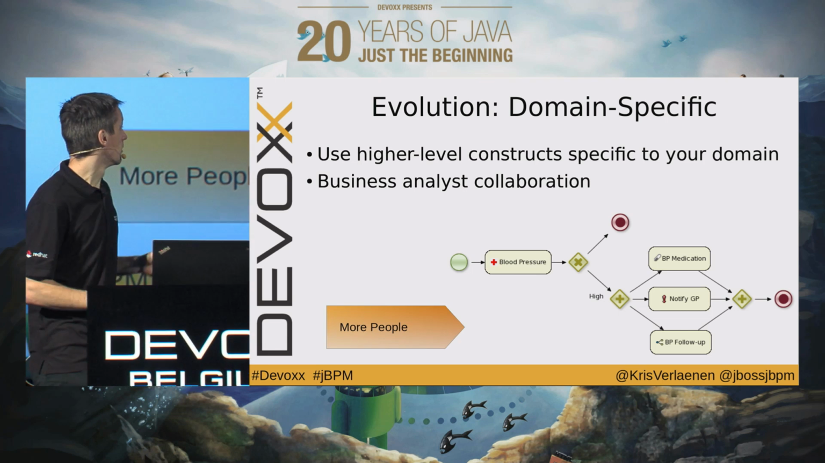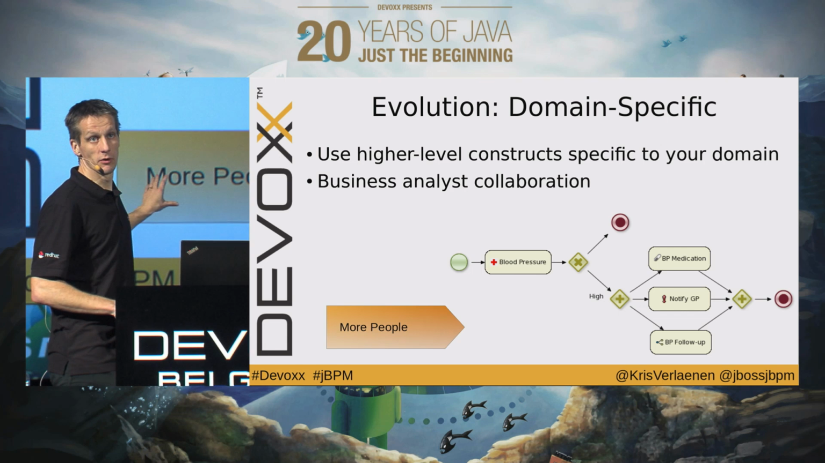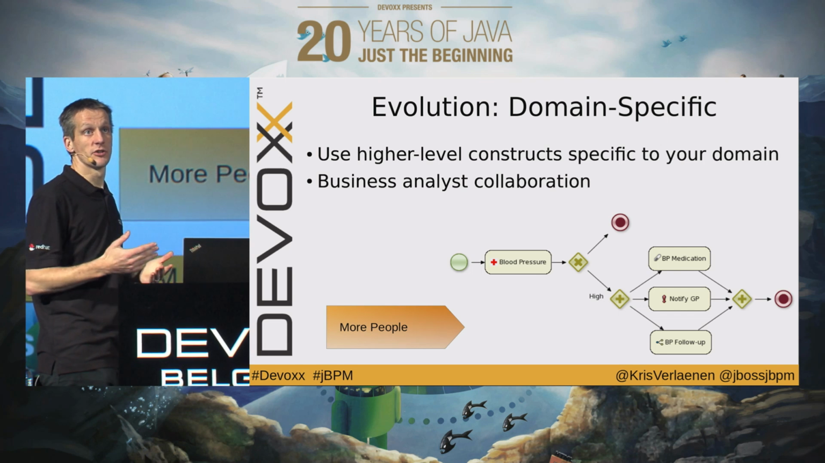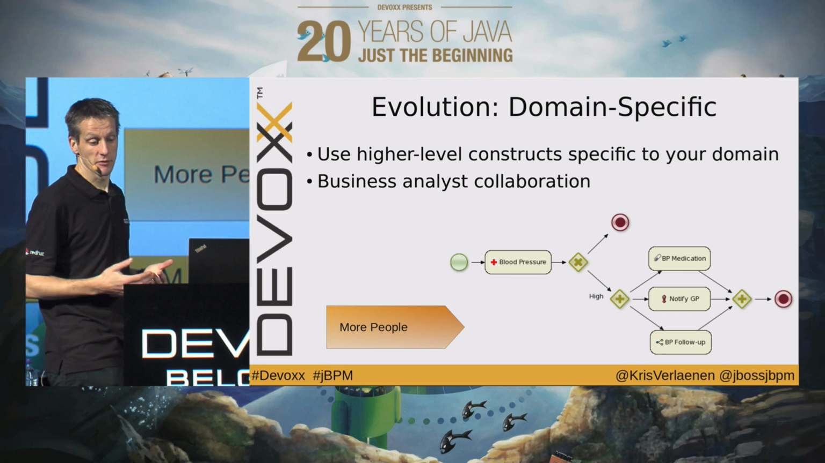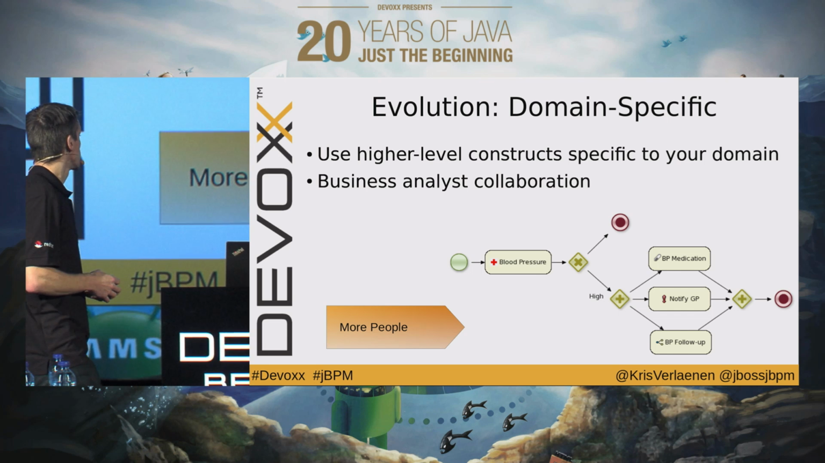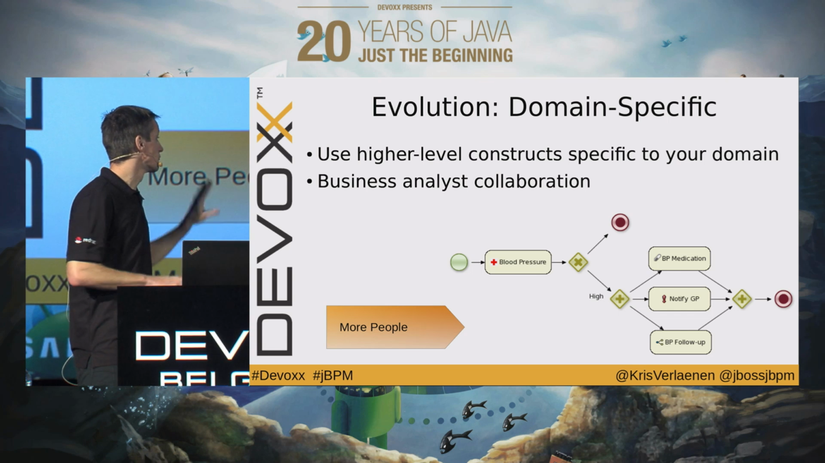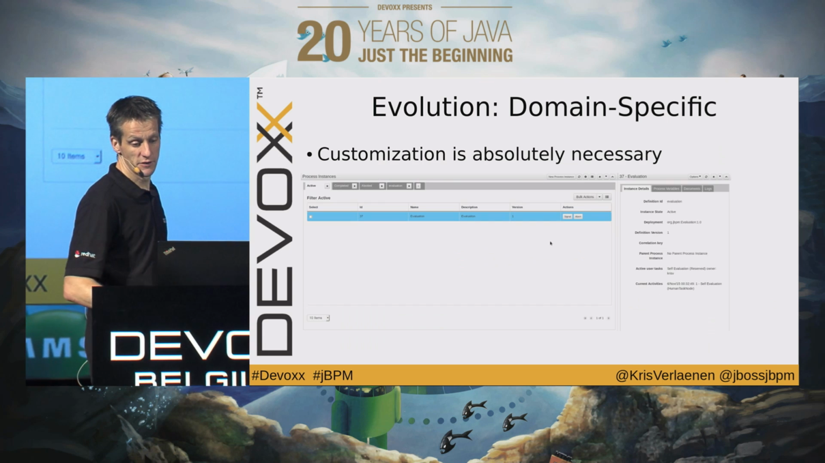So we want to reach more people, not just the developers. If you have developer-centric needs, that's fine. We have an engine. You can embed it. You can use it. But we want to appeal also to these other users, to the business analysts for defining this, but also to the end users.